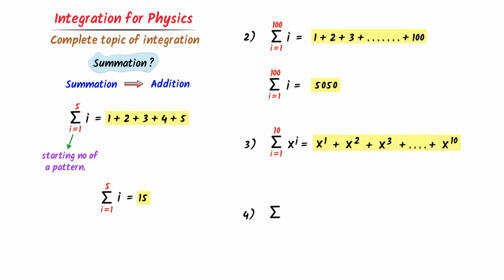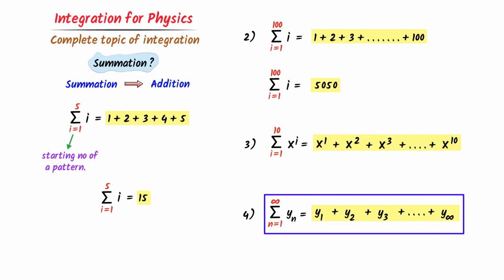Finally, consider this sigma notation and write its pattern. Well, the pattern is y_n. I write the y term here. We can see that n starts from 1 and goes up to infinity. I write y1 plus y2 plus y3 plus up to y infinity. Thus this is the required pattern. Remember that this is a very important pattern and we will use it in integration. Hence note down this important sigma notation which we will use later in this lecture.